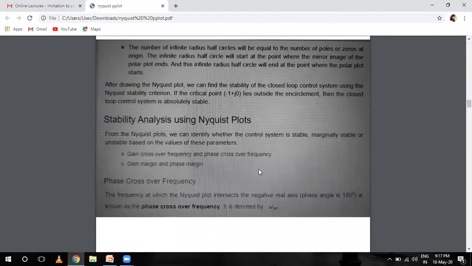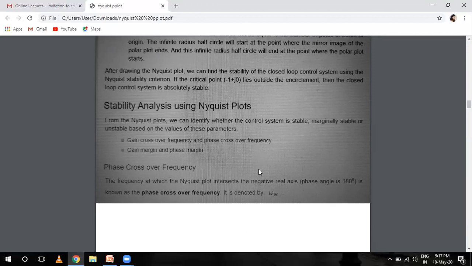Now, next is stability analysis using Nyquist plot. So there are 2 or 3 definitions here. From the Nyquist plot, we can identify whether the control system is stable, marginally stable, or unstable based on the value of these parameters. 2 points are important: gain crossover frequency and phase crossover frequency, gain margin and phase margin. So आपको इन definitions को अलग से भी याद करना है.